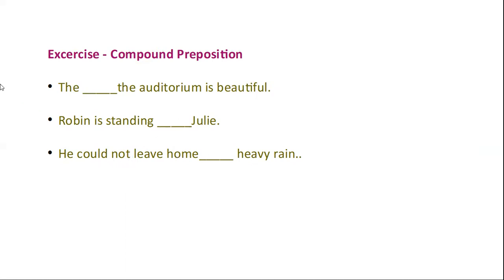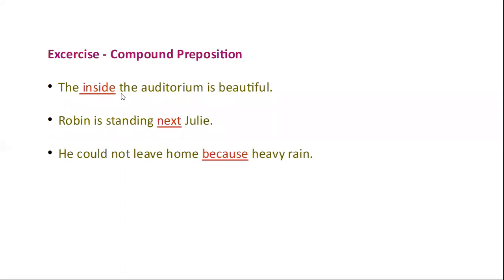So we can see the answers. The inside the auditorium is beautiful. Robin is standing next to Julie. He could not leave home because of heavy rain. So here inside, next to, because of, these words are called compound preposition.